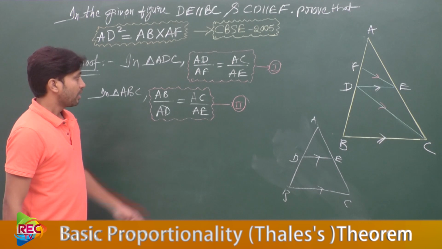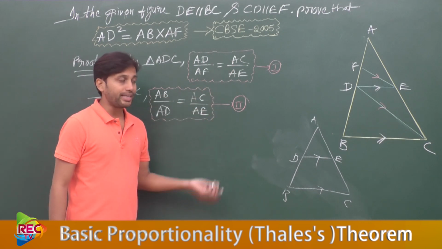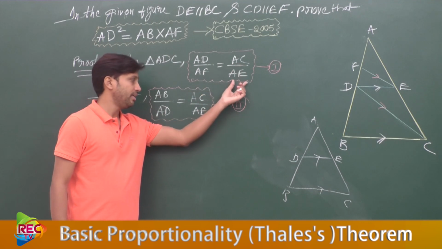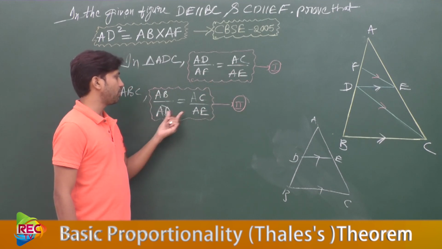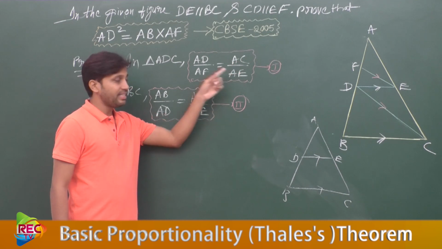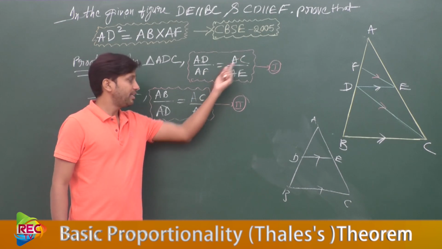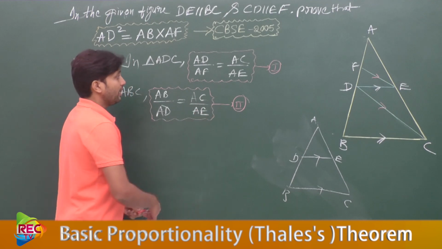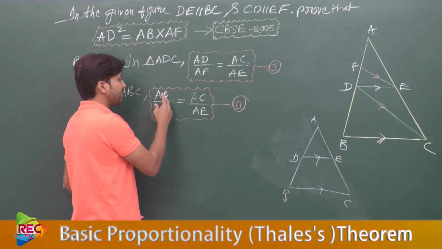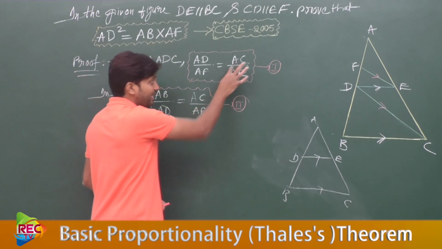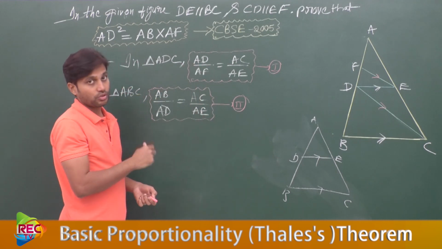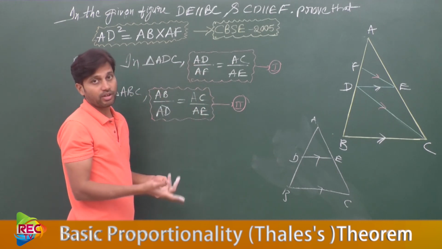Now combining conditions 1 and 2, what do you get? Here also you can observe that AD by AF equal to AC by AE. Similarly, AB by AD equal to AC by AE. So if you observe, AC by AE is a common term here and here also. So AC by AE equals AD by AF, and AC by AE is equal to AB by AD. So AC by AE is commonly equal to two different expressions. Therefore those two expressions will also be equal, or not?